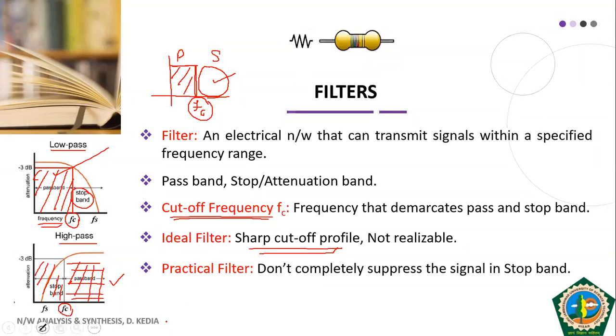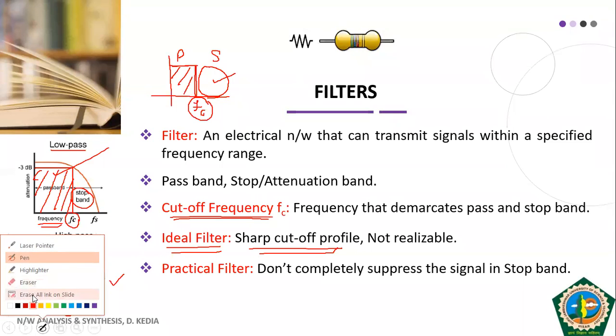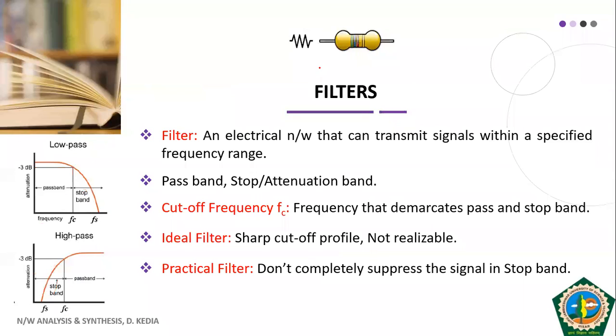Okay, now let us talk few more things related to ideal filter. As I told you that your ideal filters, they have sharp cutoff profile. Okay, sharp cutoff profile, it means that the frequency response of the filter will look like this. This is known as sharp. It is also known as brick wall filter.